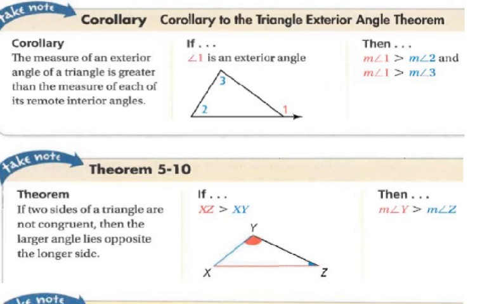So we'll read it. It says the measure of an exterior angle of a triangle is greater than the measure of each of its remote interior angles. Of course it is. That's like saying 4 plus 6 is 10. Therefore, 6 is less than 10, and 4 is less than 10. Well, obviously, that's true. It can't be any other way. But whatever. Okay, so let's move on.